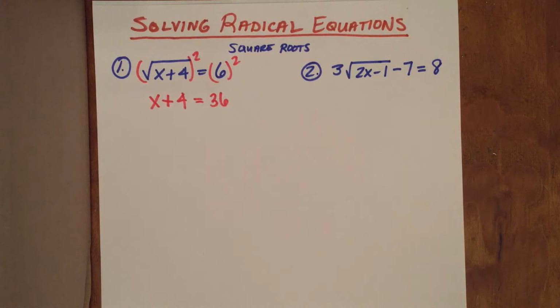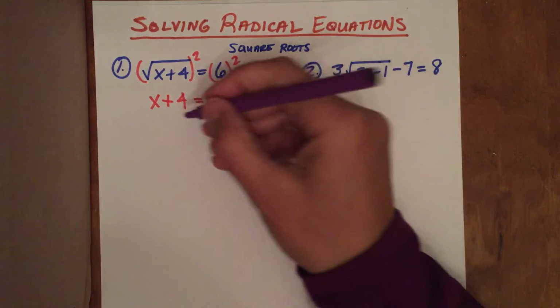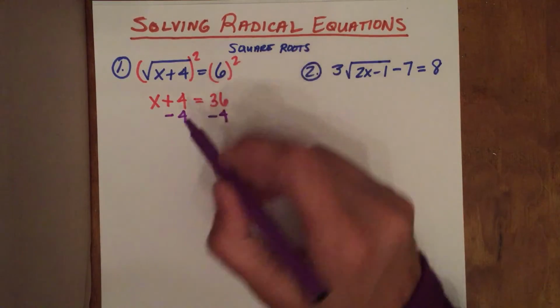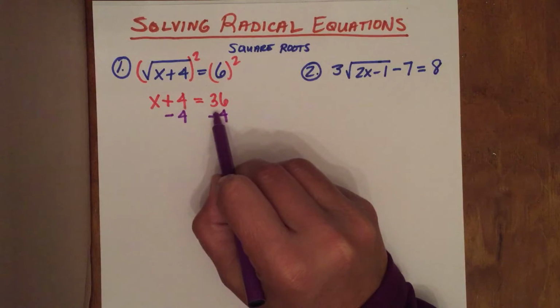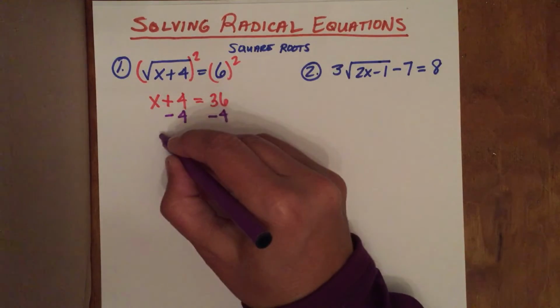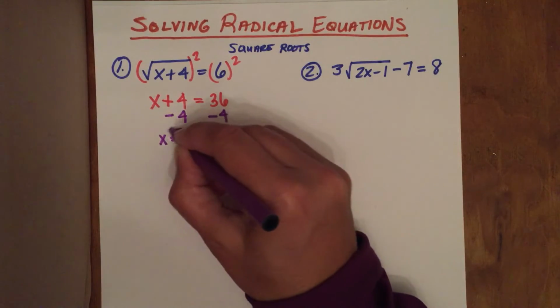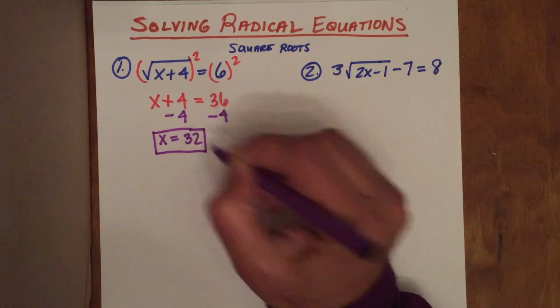Now that I've completed this step, I just need to solve for x. I'm going to follow regular algebra and move the constant over to the other side. I'm going to subtract the 4 from both sides, so x equals 32. And that is your answer.